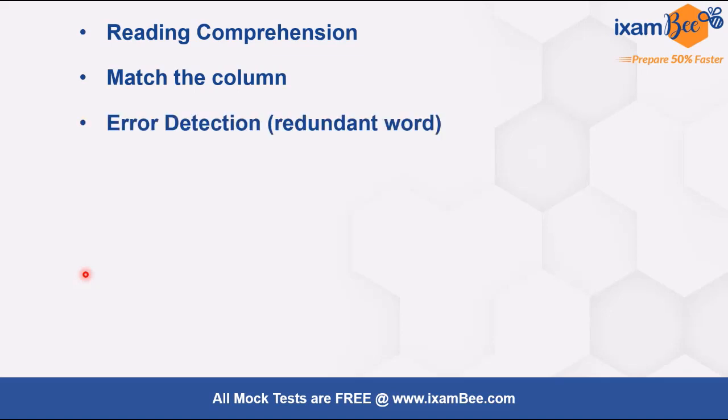So now error detection was of new pattern. This was of redundant word. That is, one sentence was given and 4 words were highlighted, and one of those 4 words was not required, all right? It was redundant. So you had to spot that which of the words is redundant, all right? So word swapping, this also is coming every year now. So you have to be prepared, and that this question can come, word swapping.